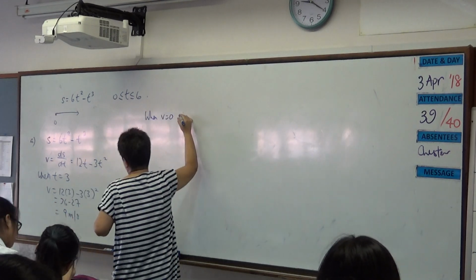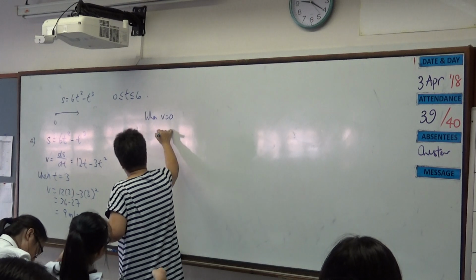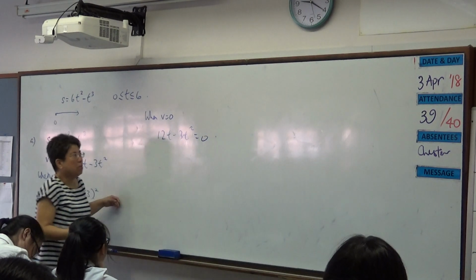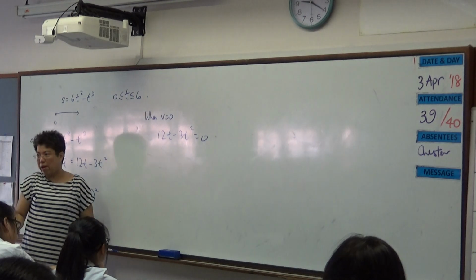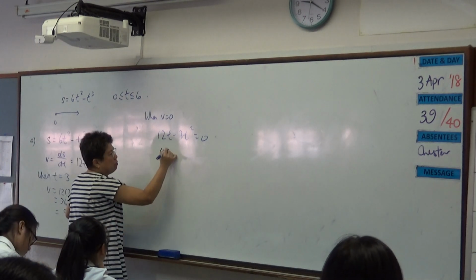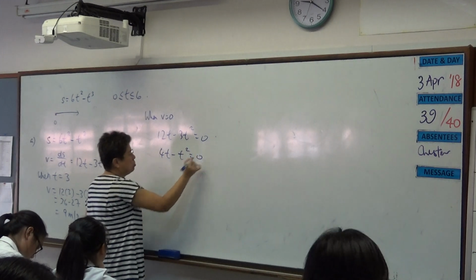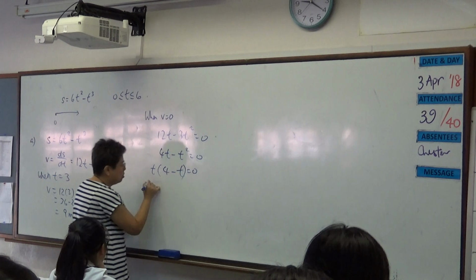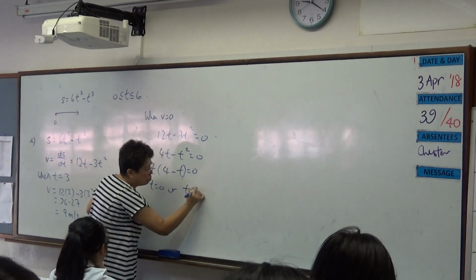When V is 0, I will have 12T minus 3T squared equals to 0. Agree? I can divide 12 by 3 first, right? Okay, so I'll get 4T minus T squared equals to 0. Take out T, what do I have? 4 minus T equals to 0. So T equals to 0 or T equals to 4, right?